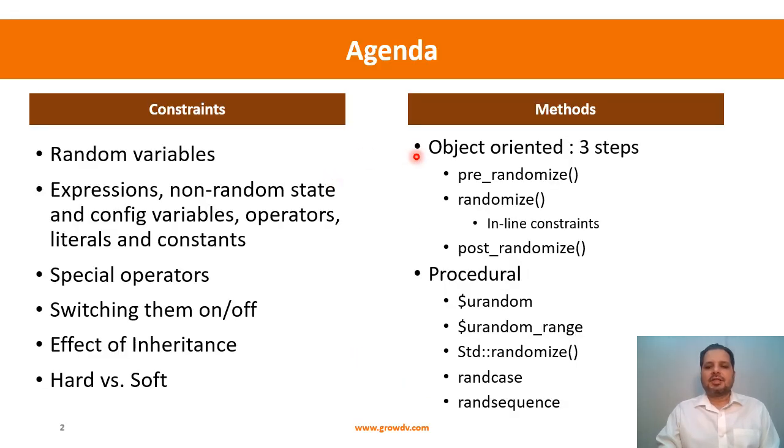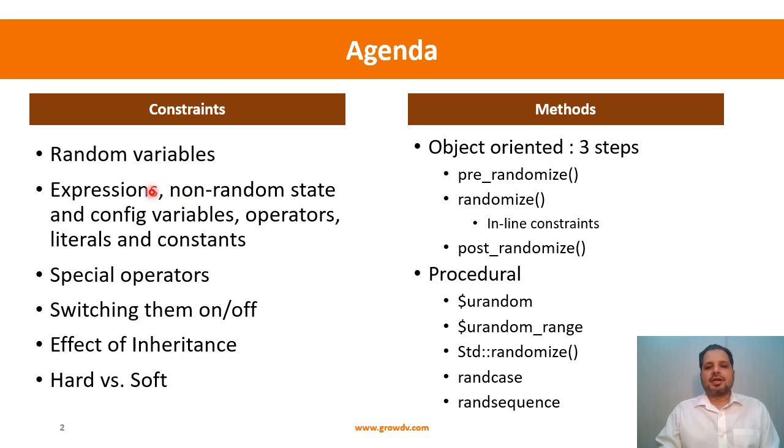Okay, this is the agenda for the session. So we have two parts. In the first part, we will look at the different features of the constraint construct itself. And then in the second part, we'll look at the methods. So methods help us activate the constraint. We will look at that as the second part.